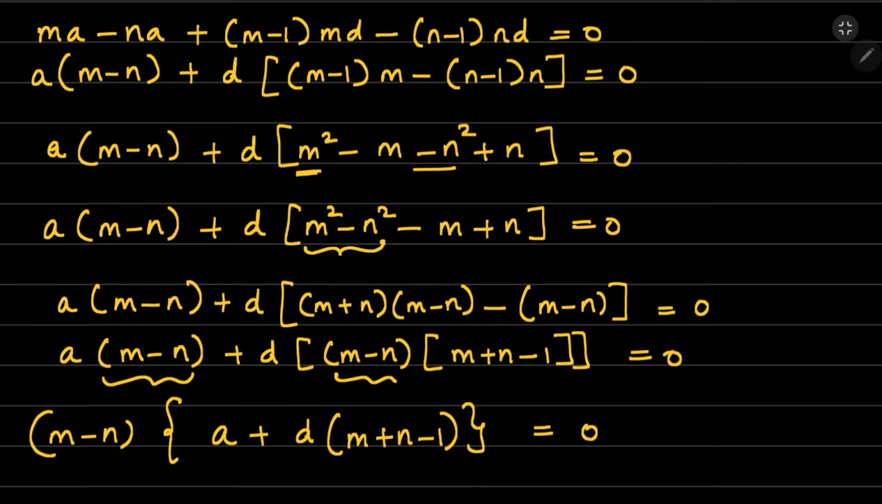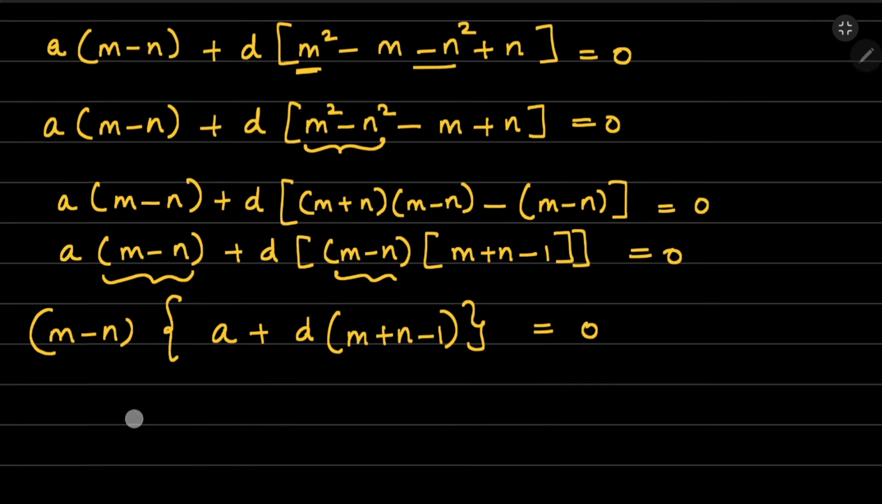So you have taken m minus n common out, right? So what will you have? If you are taking this term alone, m minus n divided by m minus n will become 0. So what we will be left with is just a plus (m plus n minus 1) into D is equal to 0. If you are taking 0 to the right hand side, it will become.